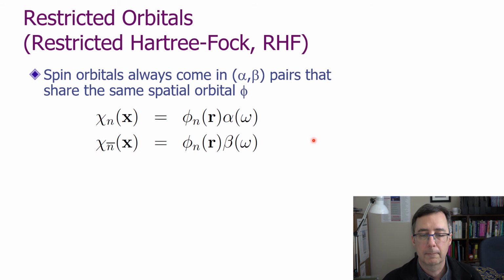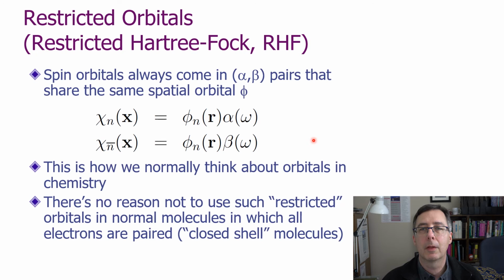If you have a closed shell molecule, meaning all the electrons are paired, there's really very rarely a reason why you wouldn't want to make your spin orbitals obey this feature of having a shared, common, same exact spatial part. Now, the reason I stress that is occasionally people don't do this. Let me mention that for a second.